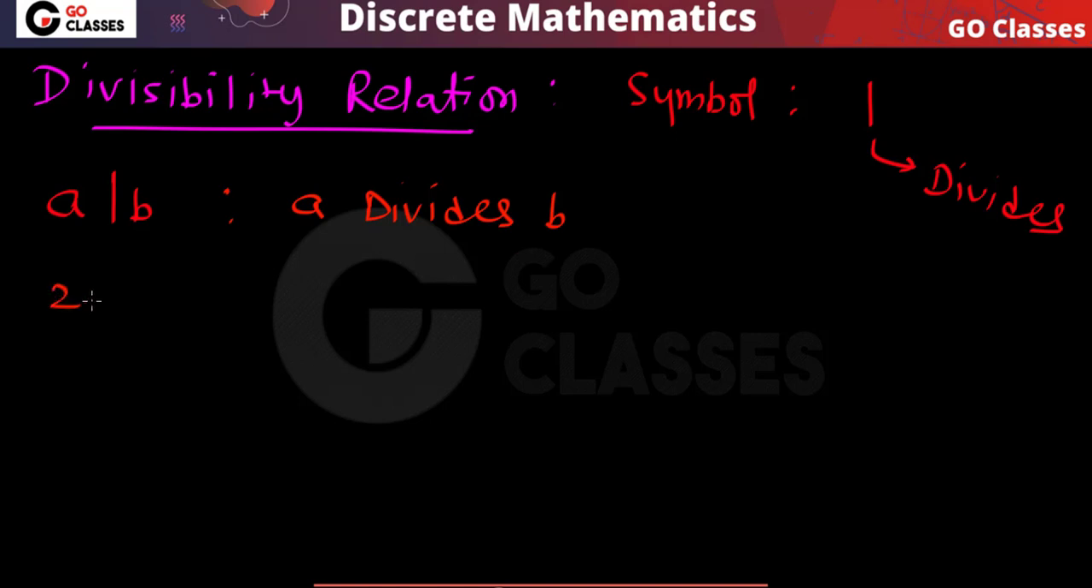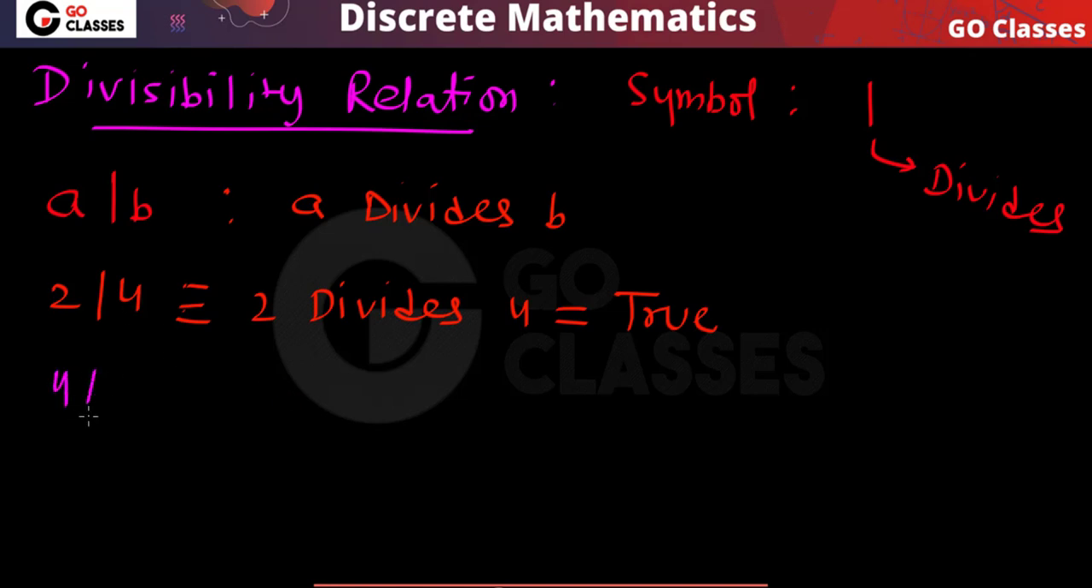For example, what is this? This means 2 divides 4. And is this true or false? 2 divides 4? Yes, this is true. So I can say 2 divides 4. Can I say 4 divides 2? The answer is no. So 4 does not divide 2. Remember, this is the symbol for divides. This means A divides B. This is the symbol for the divisibility relation. I am talking about a relation.